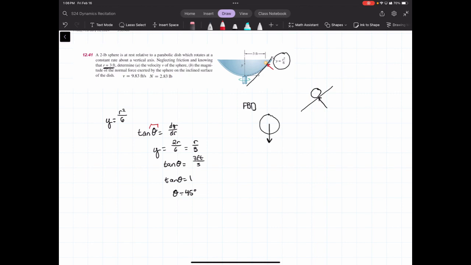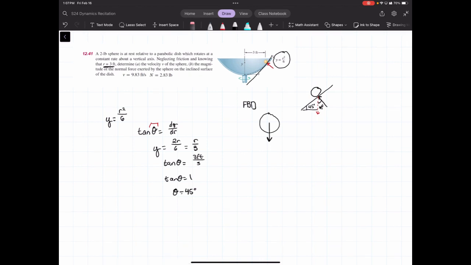So if we draw a straight line as if it was the y-axis down, and we know that this is 45 degrees, then this is also going to have to be 45 degrees from the y-axis. So we can say that the normal force on the ball is acting at a 45-degree angle. Okay, so those are the only two forces we have on the ball.